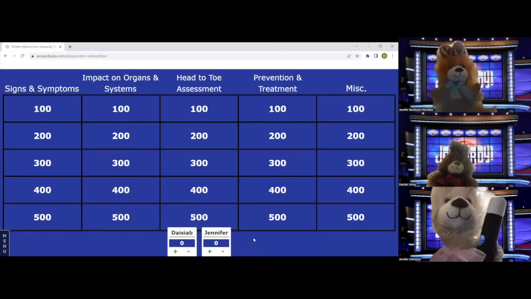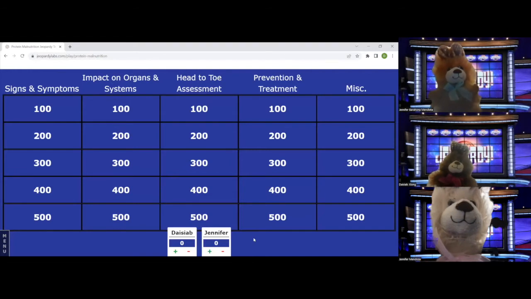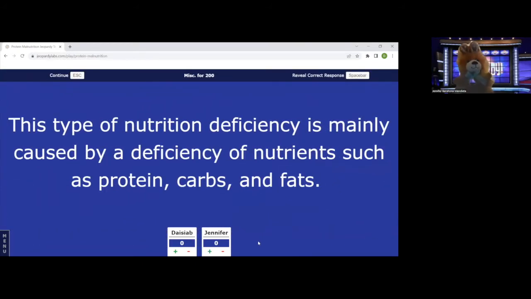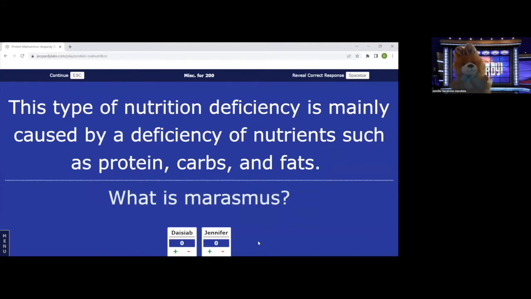Okay, let's start off with you, Dacia. All right, let's do miscellaneous 200. This type of nutrient deficiency is mainly caused by a deficiency of nutrients such as protein, carbs, and fats. What is marasmus? Correct. Marasmus is an evolving adaptation in a child facing an insufficient energy intake.